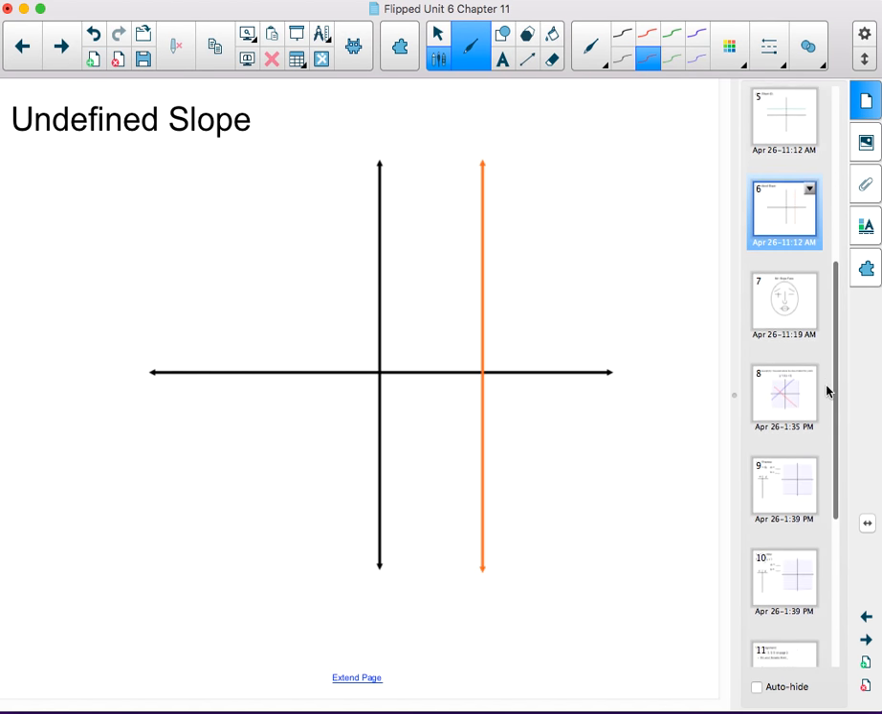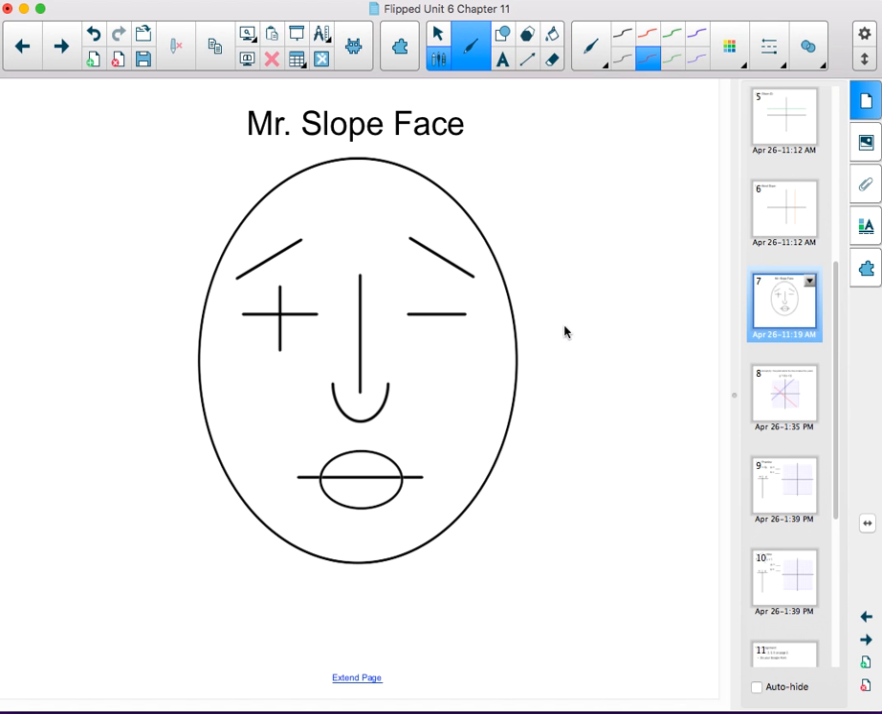I've got a visual to help you remember your slopes. You may want to sketch Mr. Slopeface in your notes. The plus sign here is showing us this positive sloped line. The minus sign here shows us this negative sloped line. The U represents an undefined slope. We have our vertical line there. And the 0 shows us our 0 slope. It's a horizontal line. So it's a little creepy, but it does help us to remember our 4 basic types of slope.